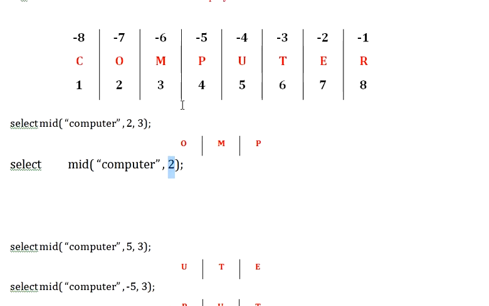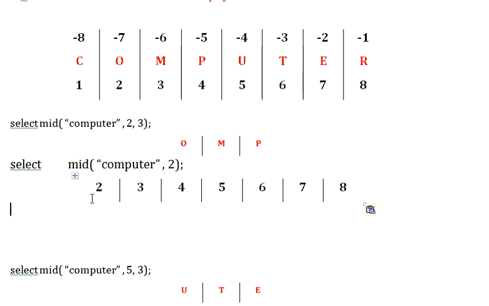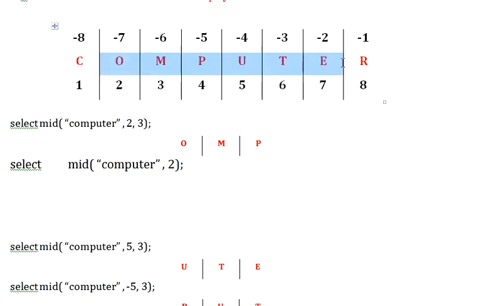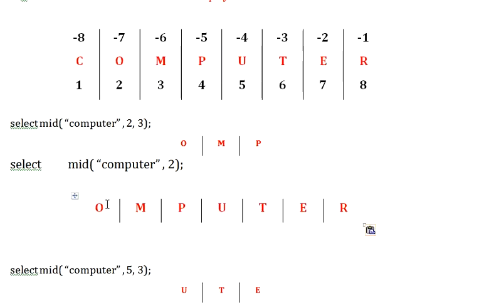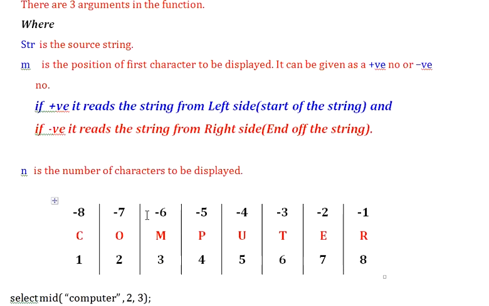So what it will do is, from the index position 2, or the second character of the string, it starts fetching the characters till the end. That means by default, whenever the third argument is not passed to your function, it automatically fetches the data from the given position to the end. This is the output you will see when we pass computer comma 2. From the second character onwards till the last character it will read the data and display it. So this is how the mid function, or substring function, works.